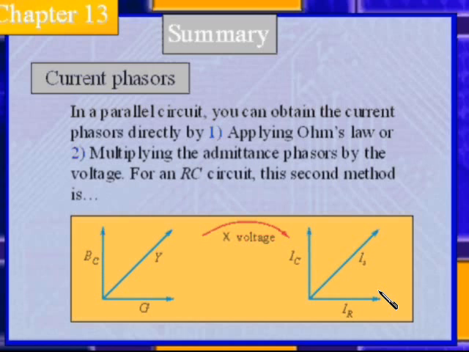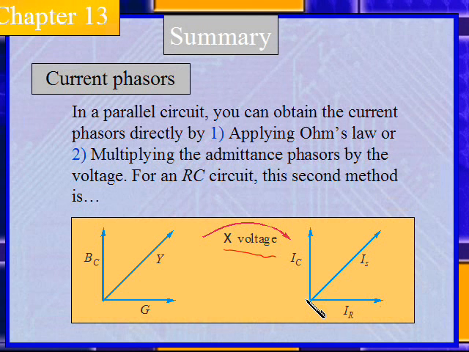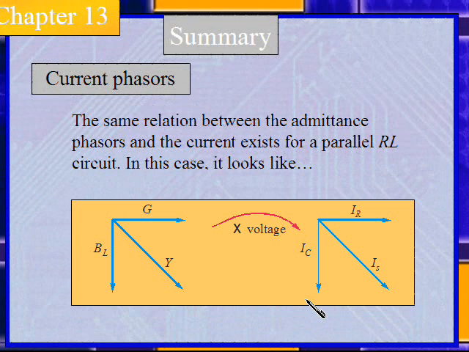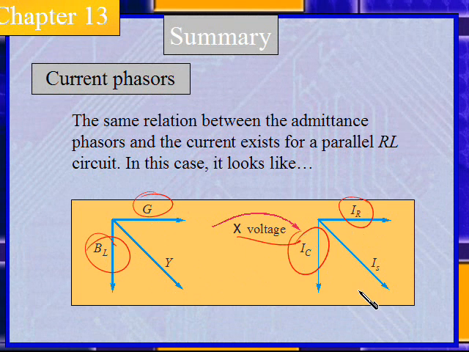In a parallel circuit, you can obtain the current phasors directly by applying Ohm's law or multiplying the admittance phasors by the voltage. So here you have your admittance numbers multiplied by the voltage, gives you your currents. Current phasors. The same relationship between the admittance phasor and the current exists in a parallel RL circuit in this case. So here again, conductance 1 over R, 1 over XL times the voltage will give us our currents. That should be IL.